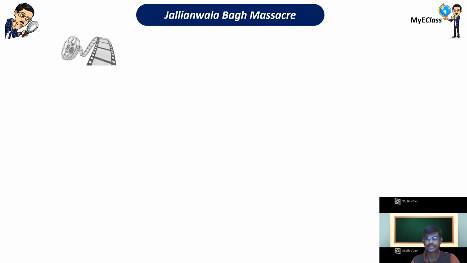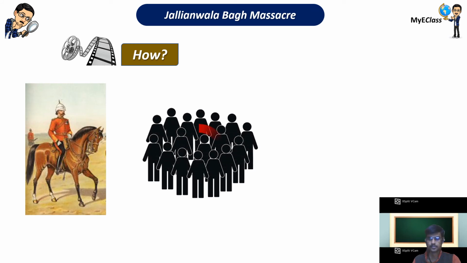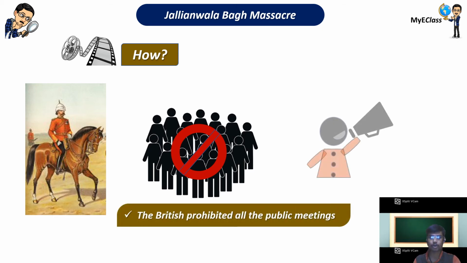Now let's study how did this Jallianwala Bagh massacre happen. The British prohibited all public meetings in Punjab as the situation in Amritsar went out of control. The British prohibited all public meetings in Punjab, but the announcement of such a ban was made only in selected areas of Amritsar, not throughout the city and throughout Punjab.